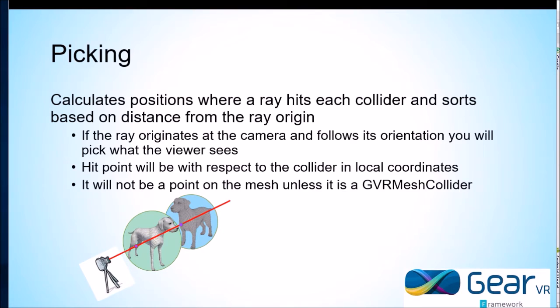The hit point is going to be in the local coordinates of the collider. So if you're using a sphere collider or a box collider, it won't be a point on the mesh. It'll be a point on the collider, and it'll be in the coordinates of the mesh. So in this example, the picture shows a sphere collider on the dog, and the hit point is on the sphere, not on the dog.